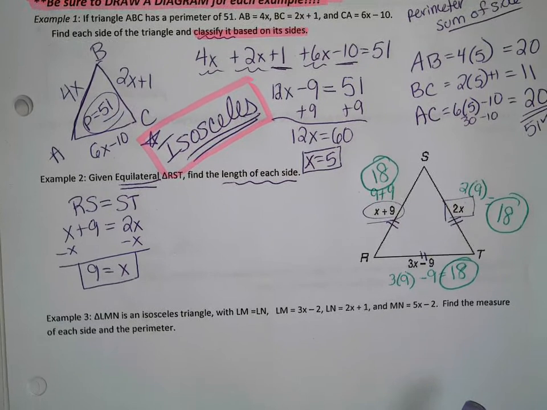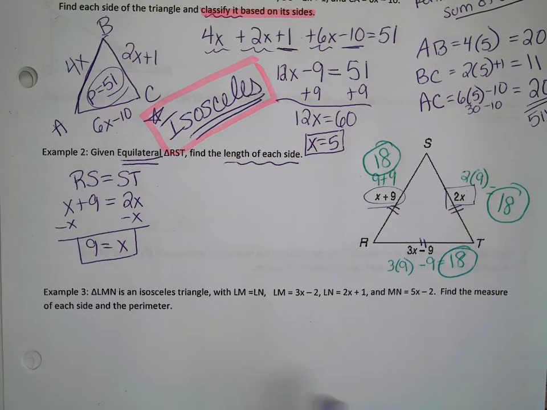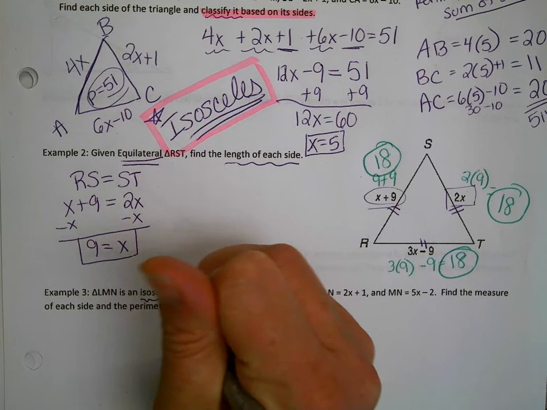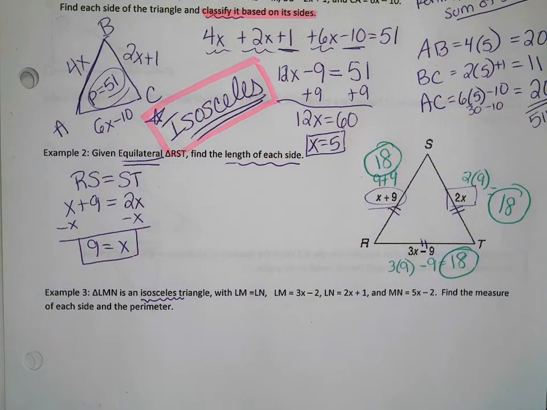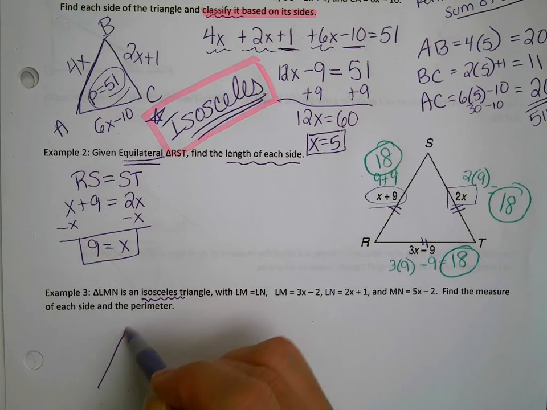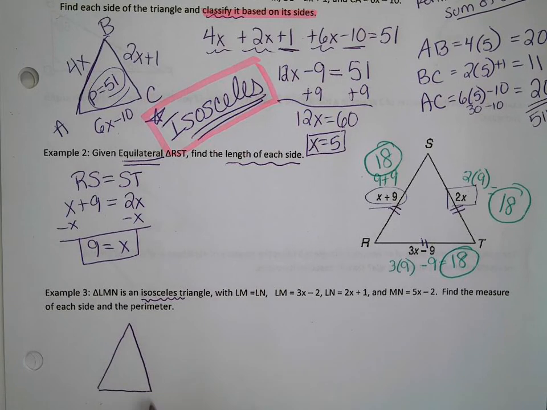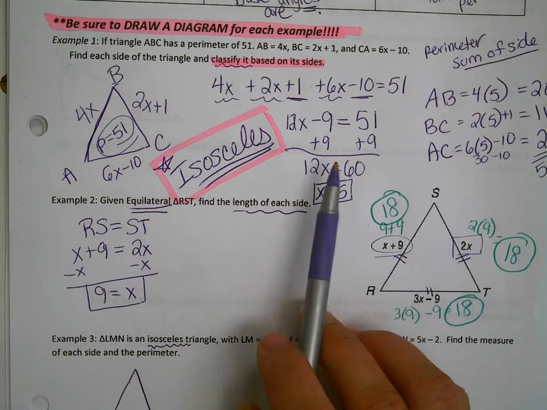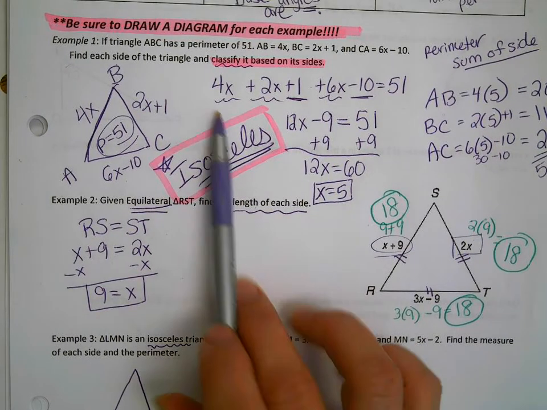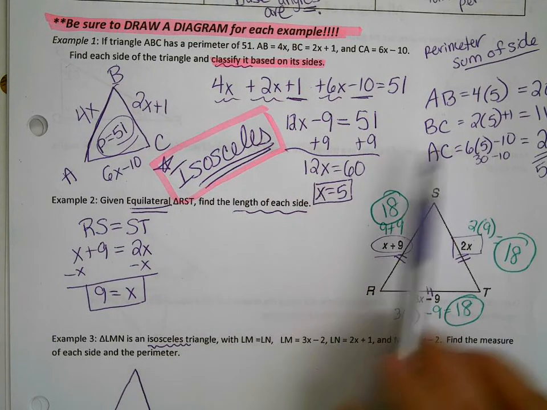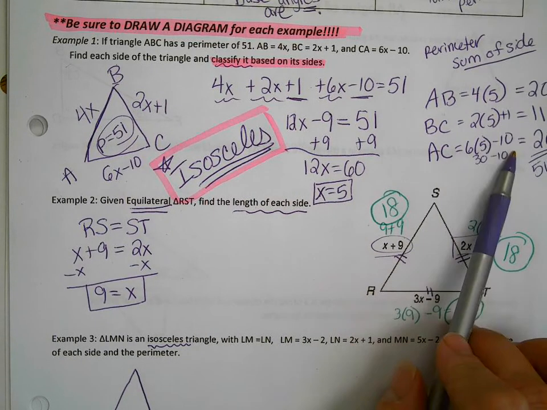Example 3. Triangle LMN is an isosceles triangle. So again, we're thinking the sides here, with LM equal to LN. As I draw a picture, I'm going to make it look isosceles. Here I know the triangle is isosceles. Back up in exercise 1, we didn't know that at the beginning of the question. After finding our x value and subbing back in, we found the two sides to be equal.